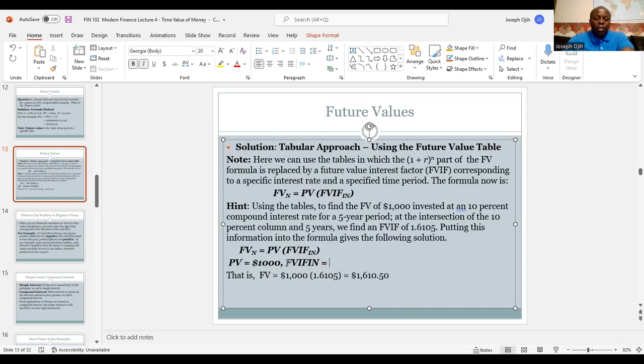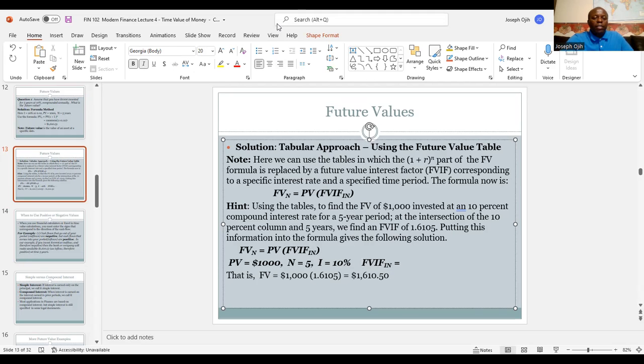from the table, we'll find out in a minute. For how many years? N is 5 years. And interest is 10%. So with this, we can get our future value interest factor on the table. So we go to that table: 5 years at 10%. So let's find this from the table.